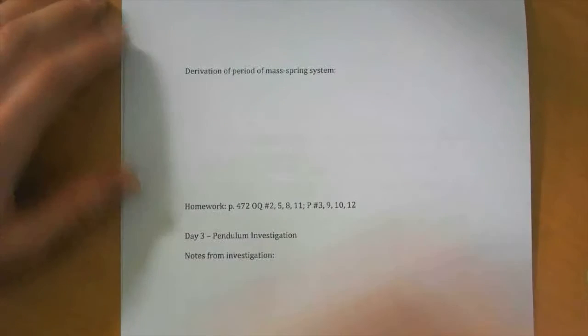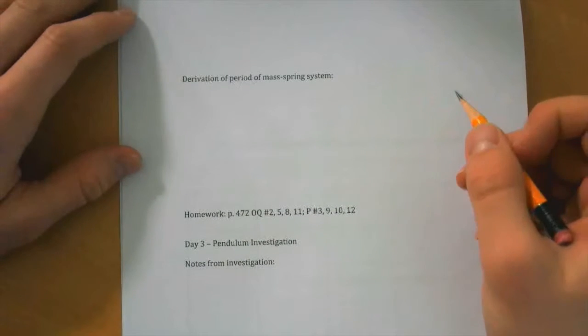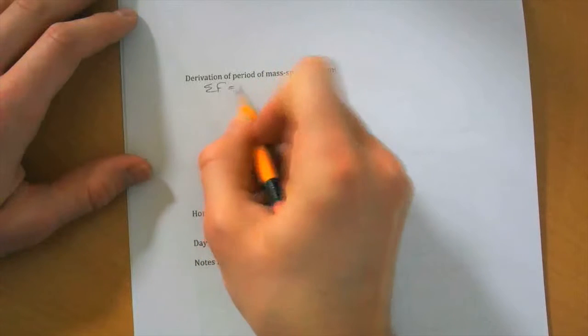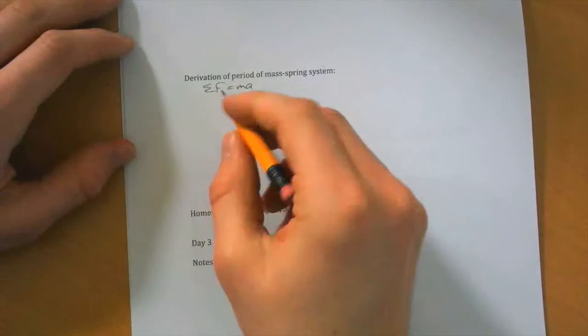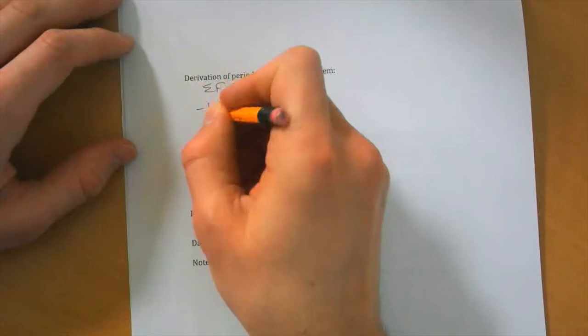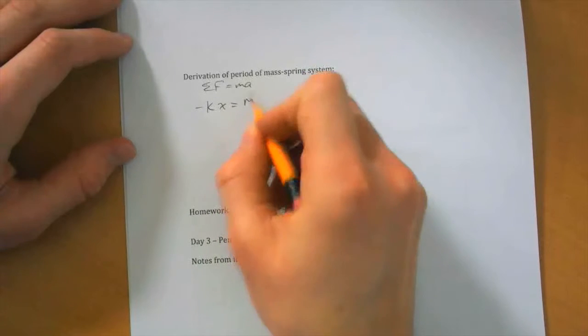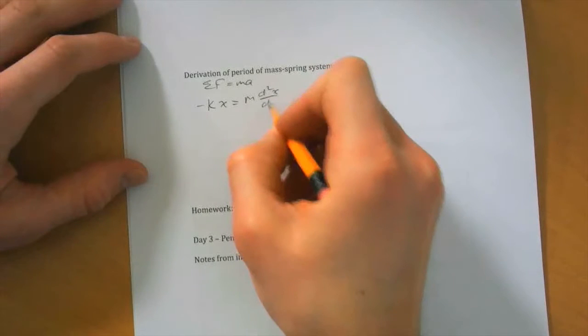I'm just going to run through the derivation of the formula for the period of a mass spring system. So I'm going to start here with Newton's second law, and we're going to do it in differential form. If you've got a mass spring system, the force is the spring force, which is equal to minus kx, and acceleration is the second derivative of position with respect to time.